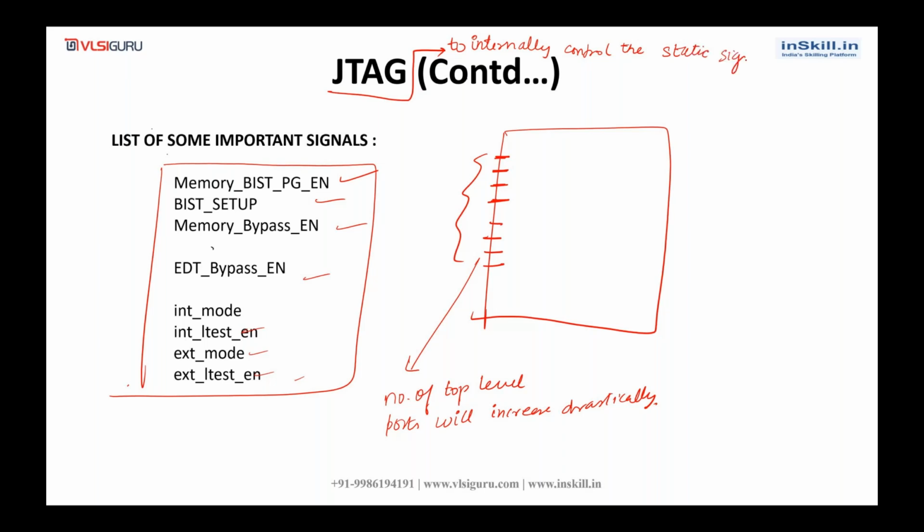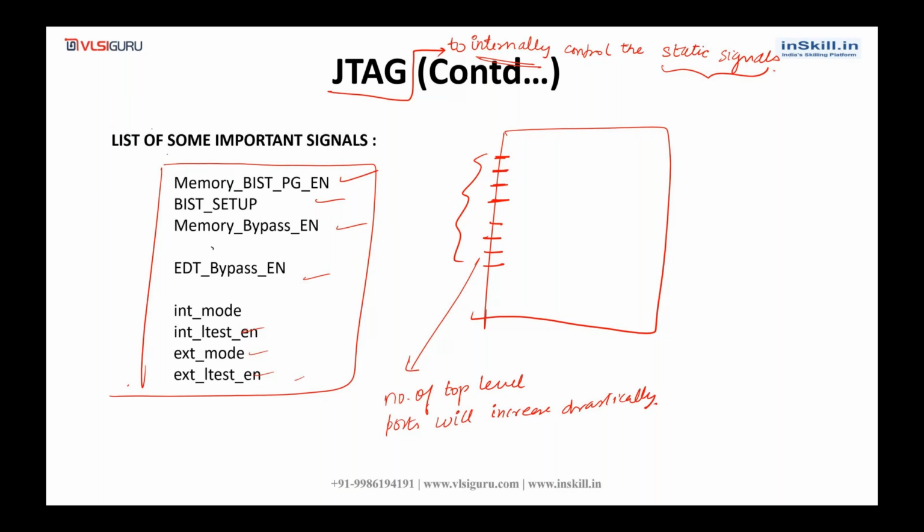So static signals means they are the signals that do not change their value throughout the run. Okay, so that is what a static signal is. So in order to internally control the static signals, we will be making use of JTAG. With the help of JTAG, we are internally controlling the static signals. As a result, we are able to minimize the number of ports from the top level.